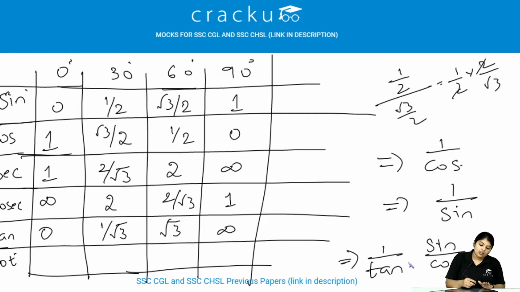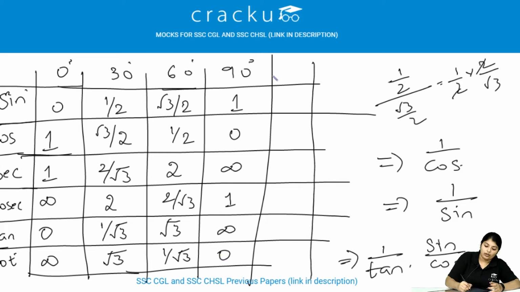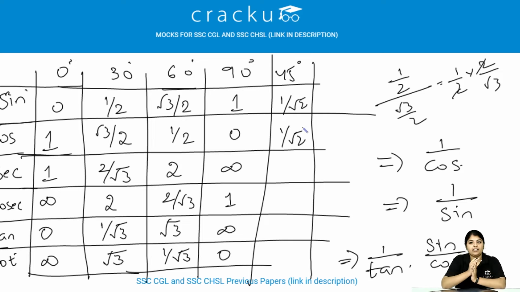So that is 1 by 0 is infinity. Same, it comes reverse. Cot 30 is root 3 and cot 60 is 1 by root 3 and cot 90 is 0. And I forgot to add this 45 degrees. I'm sorry. Sin 45 is 1 by root 2 and cos 45 is also 1 by root 2. Sin 45 and cos 45, the theta value will be same and the value is 1 by root 2.